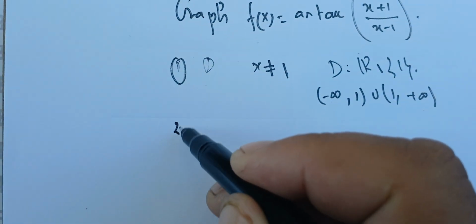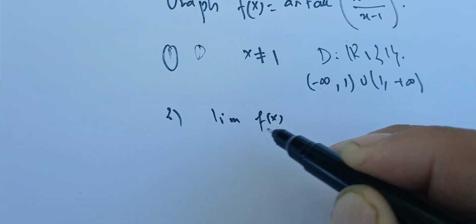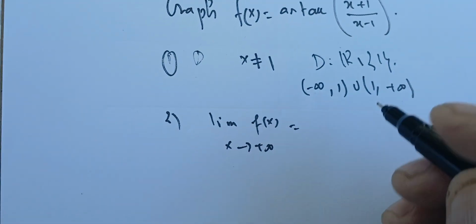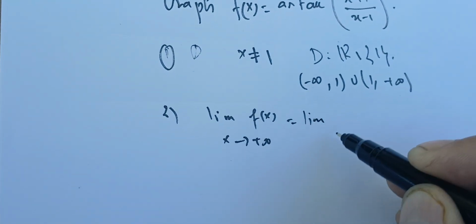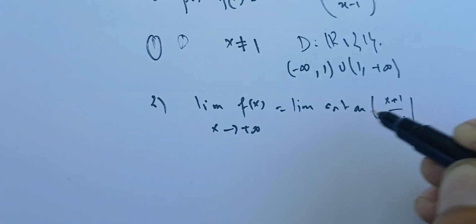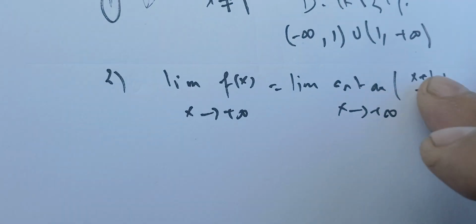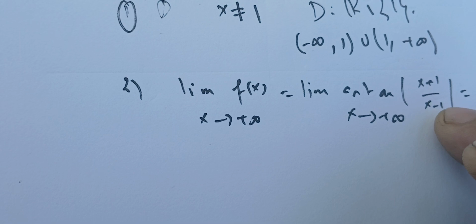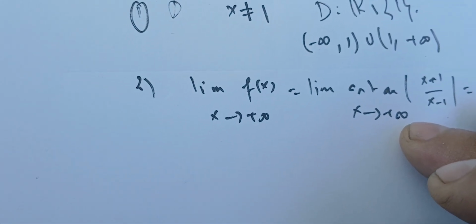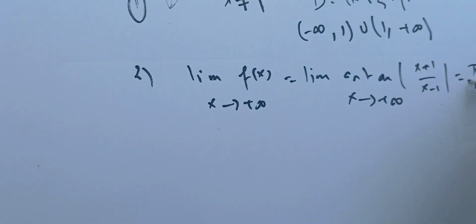Second, we can find the limits. Clearly here we can see that the arctangent is continuous, so we can take the limit inside. Therefore, the limit of arctangent of (x plus 1) over (x minus 1) as x goes to plus infinity: the limit of (x plus 1) over (x minus 1) as x goes to plus infinity is 1, and the arctangent of 1 is pi over 4.